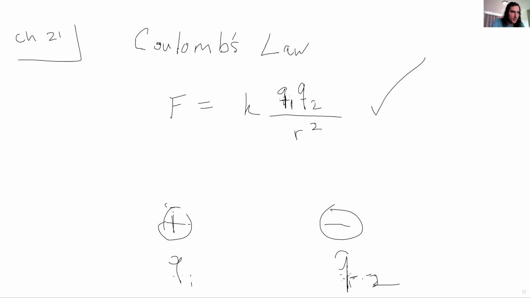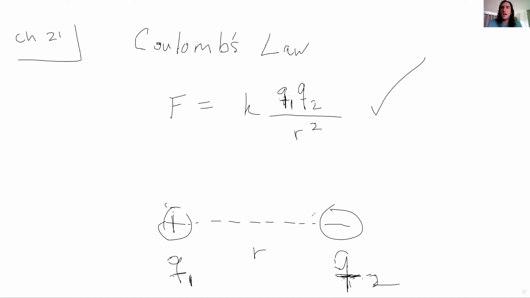Hopefully my mouse is not giving me too much trouble here in a little bit. It's very finicky sometimes. Okay, so we have a Q1 and a Q2, and the distance between these two charges here is R. This is what we mean by these symbols here, Q1, Q2, and R.